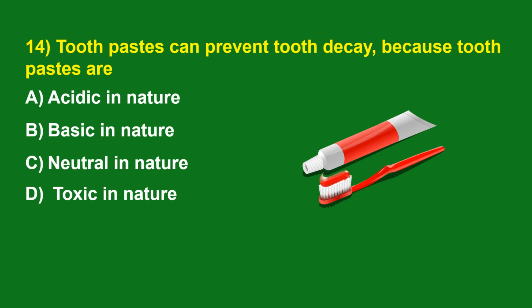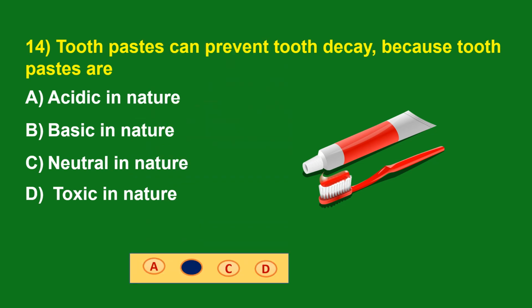Question number 14. Toothpaste can prevent tooth decay because toothpastes are: acidic in nature, basic in nature, neutral in nature, or toxic in nature. Dear students, tooth decay is caused by the secretion of acid in the mouth. So that acid must be neutralized by using the paste. That's why usually the pastes are basic in nature, which can neutralize the acid secreted in our mouth and prevent tooth decay. That's why the right answer is toothpastes are basic in nature. Option B is the right answer.